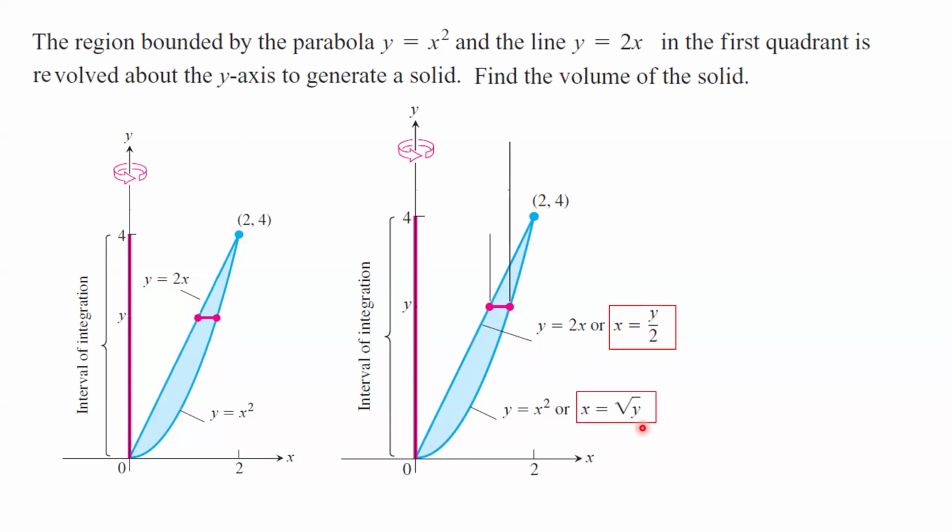And y equals x squared can be written as x equals square root of y. Now, in terms of radius, because we're going to rotate this with respect to the y-axis, you have your cross-section, which is a washer. To calculate this little piece here, the larger radius, or the larger distance between this region and the y-axis, is square root of y, and the smaller radius is the distance from this graph to the y-axis, which is y divided by 2.